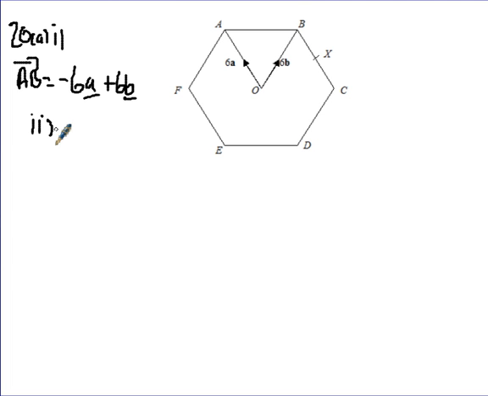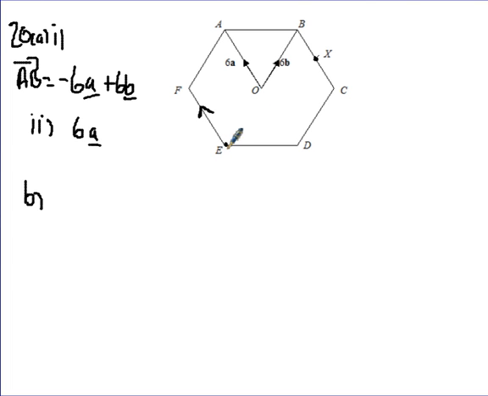Part 2, E to F. So E to F is this move here. Well, E to F then would just be simply 6a, because it's the same move from O to A. So 6a in there. Part b, X is the midpoint of BC here. Expressed in terms of a and b, E to X.